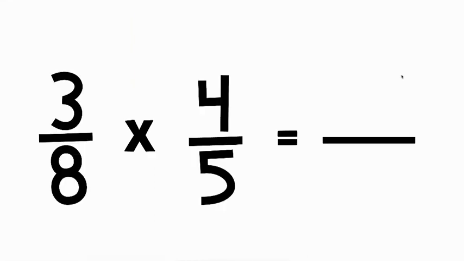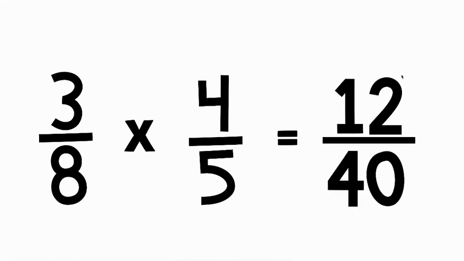Now let's do this mathematically to make sure that we're correct. When we multiply, we first multiply the numerators. 3 times 4 equals 12. Then we multiply the denominators. 8 times 5 gives us 40. Perfect. So that gives us the same answer. It works out the exact same way.